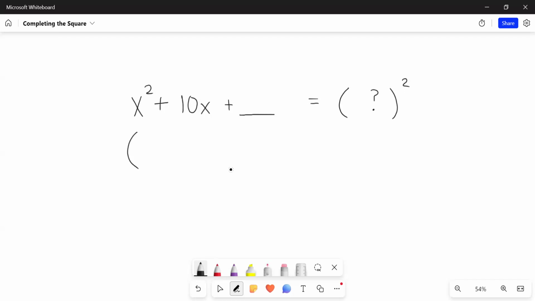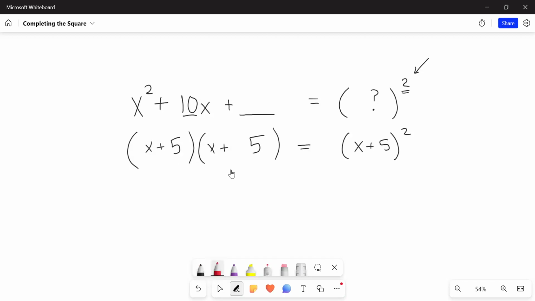What I would first think of is, okay, this could be x plus something. The way to get 10x is I need a grand total of 10 x's to add between these two terms. But since I'm wanting a square, I want them to be the same. So I'll take 10 and divide it in half. That gives me 5. Well, that is equal to x plus 5 squared.